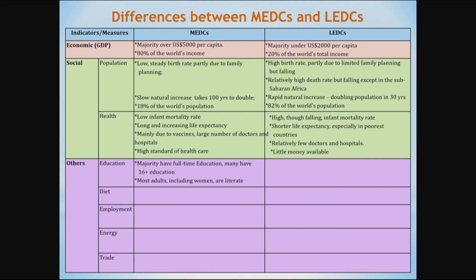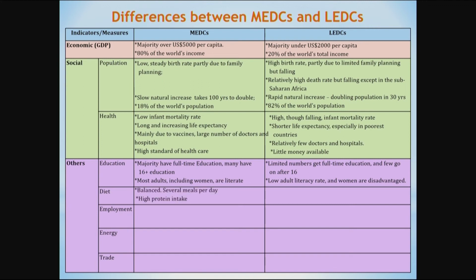So when we look at other indicators and measures, we use education, where for MEDCs, the majority have full-time education, and many of the students have 16 years of education and above, and most adults, including women, are literate. For the LEDCs, on the other hand, there is a limited number of students getting full-time education, and few of them go on to further their education after 16 years. And there is a low adult literacy rate, where women are disadvantaged.